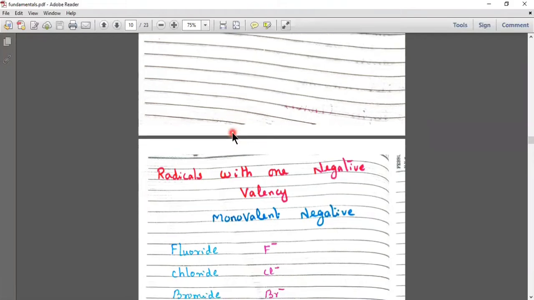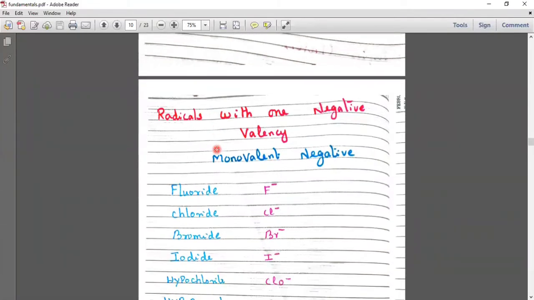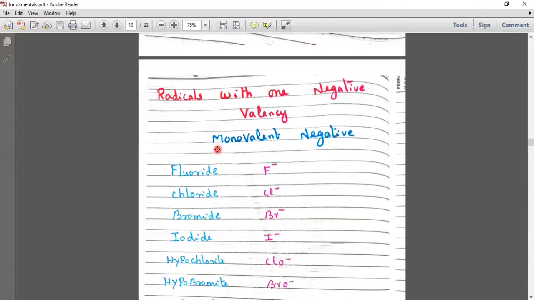Now I'll pass on to the radicals, positive radicals and negative radicals. First, I will teach you what the negative radicals and the positive radicals are, and then how to combine them to form a formula. Let us see. Radicals with one negative valency, monovalent negative.